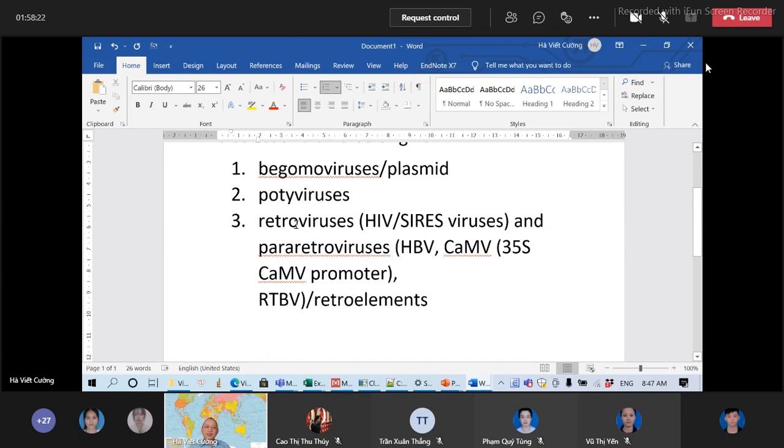So what is the origin of retroviruses and pararetroviruses? Either they are RNA or DNA, okay, because they replicate through an intermediate step, reverse transcription. Understand what I mean? Now, tell me, what is reverse transcription? What is reverse transcription?